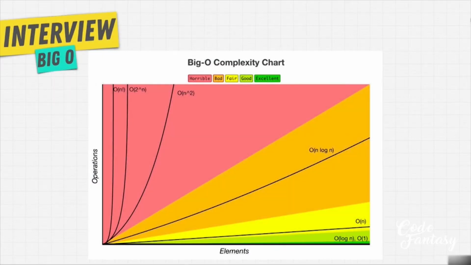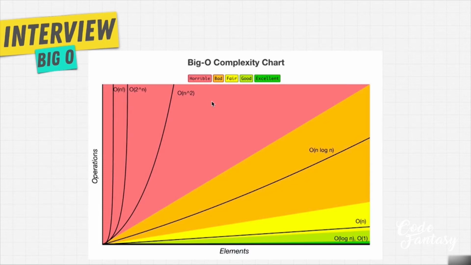Welcome back. We just learned our first notation, O of n, or linear time. And we see here that we have a few others remaining. So let's talk about the next one. Another very common big O notation that you're going to see.